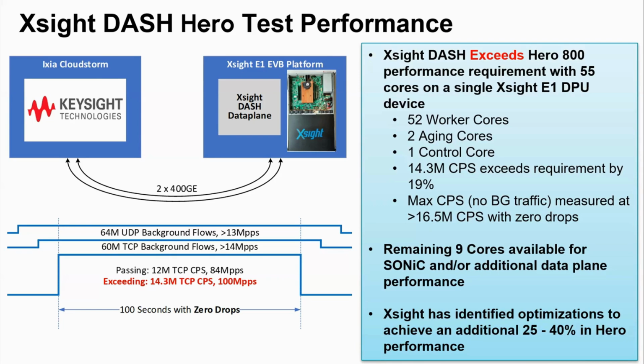That's the chip that was in the platform on the box on the right. And when this was tested, we ran it with 52 worker cores, 2 agent cores, and 1 control core. And we actually achieved 14.3 million connections per second, exceeding the requirement by 19%, again without dropping a single packet. That leaves some remaining cores for running the SONiC control plane, or you can do anything else with them. And in addition, we've spent some time looking at this data plane, and we believe we can achieve an additional 25 to 40% improvement with further optimizations.